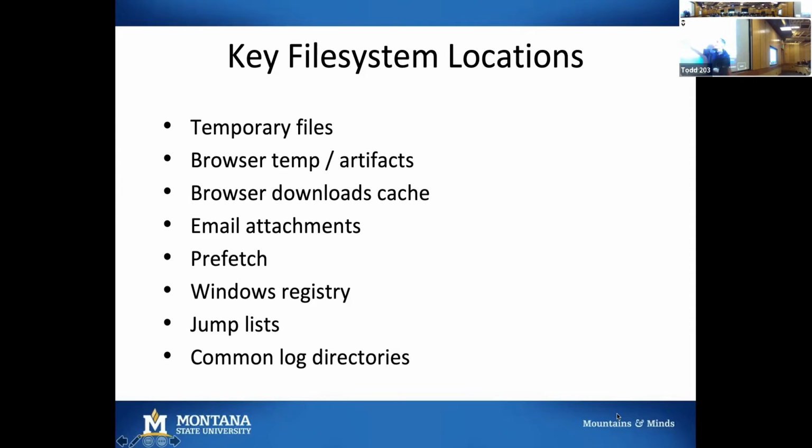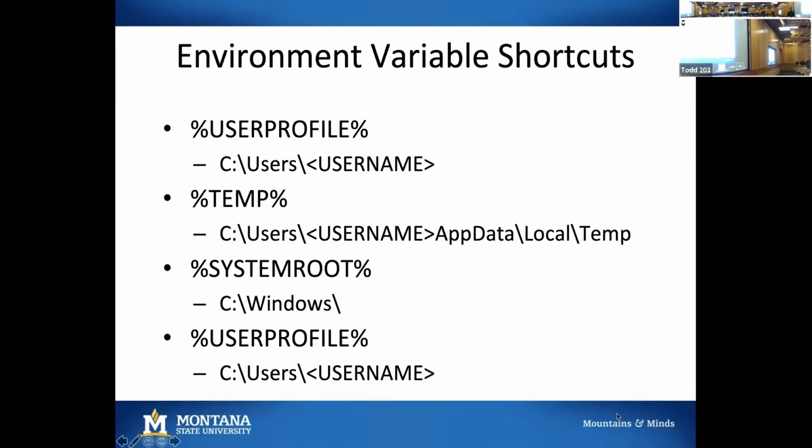Email attachments. There's prefetch directories where it's like a cache where somebody prefetches something to improve performance. There's the Windows registry, there are jump lists, and there's common log directories. So we're going to cover each of those very quickly, right? There are some variable shortcuts.